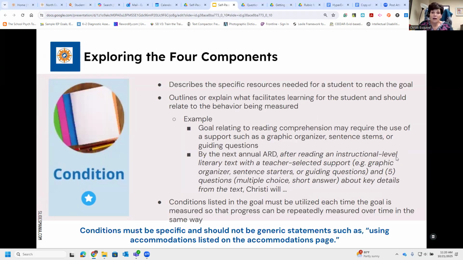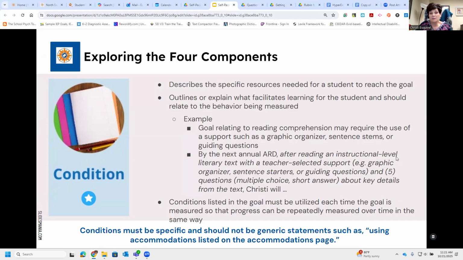The conditions describe the specific resources needed for a student to reach the goal. They must be aligned with the supports, services, and strategies outlined in the PLAF. These conditions outline or explain what facilitates learning for the student and should relate to the behavior being measured. For example, a goal relating to reading comprehension may require the use of a support such as a graphic organizer, sentence stems, or guiding questions. Conditions listed in the goal must be utilized each time the goal is measured so that progress can be repeatedly measured over time in the same way.